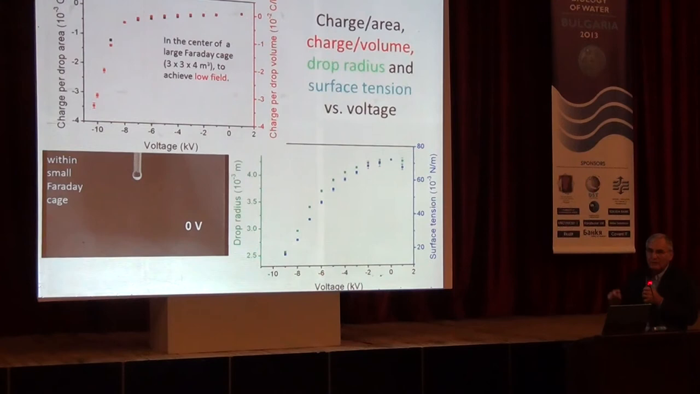We can measure charge per drop, depending on the applied potential, charge per volume. You see that it changes significantly. And we can also measure surface tension of the water, which decreases very much. So, charging water decreases its surface tension to a very low value, and actually, when it streams spontaneously, we can say that it gets to zero or negative value.